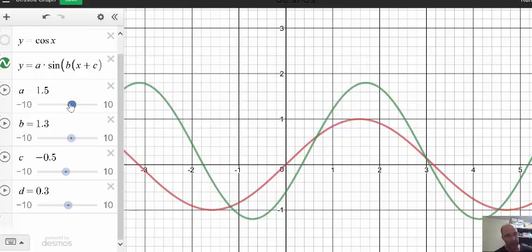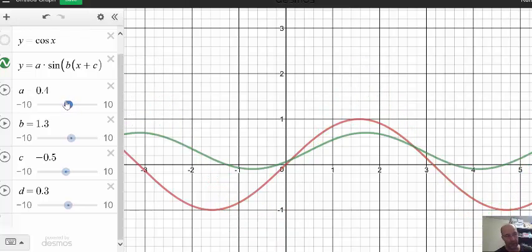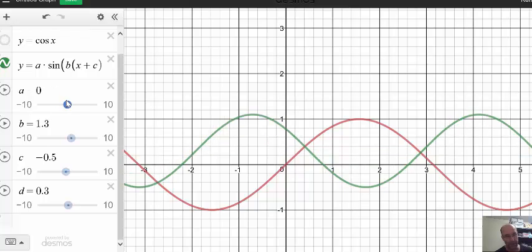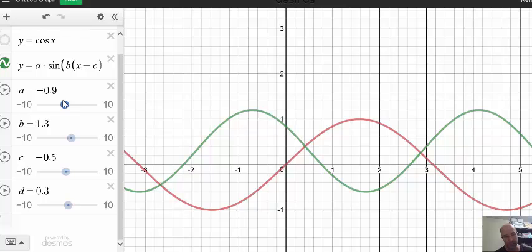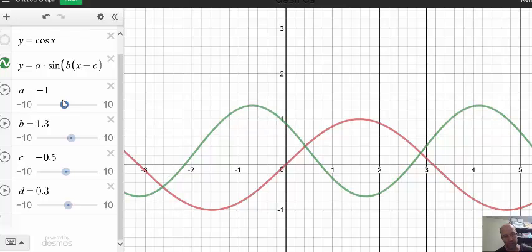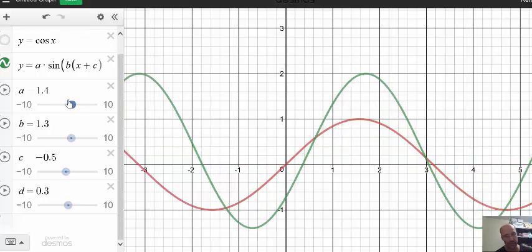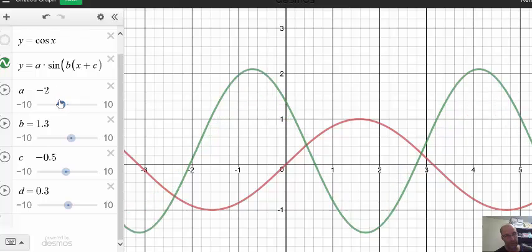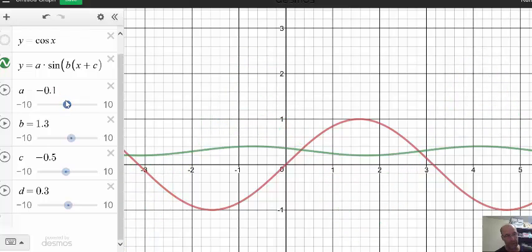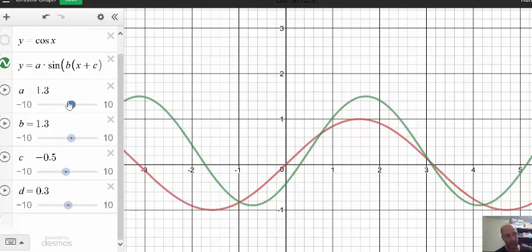Now these don't have to be positive values. You can make A negative, and look what happens if it's 1 and then we make it -1. It's actually mirrored it in the x-axis, or in its central point of equilibrium. So basically a negative A will flip the graph over. So let's put it back on 1.